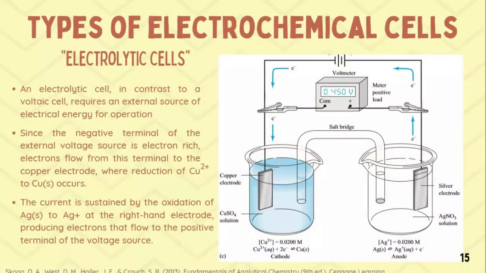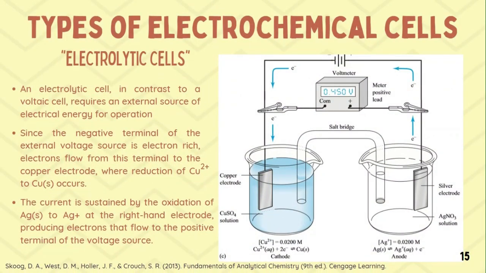On the other hand, an electrolytic cell requires an external source of energy to operate. A cell can be used as an electrolytic cell by connecting the positive terminal of an external voltage source to the silver electrode and the negative terminal to the copper electrode, as shown in the figure. Since the negative terminal of the voltage source is electron rich, electrons flow from this terminal to the copper electrode, where copper 2+ is reduced to copper. The current in the cell is sustained by the oxidation of silver to silver ions at the right-hand electrode, in which it produces electrons that flow to the positive terminal.